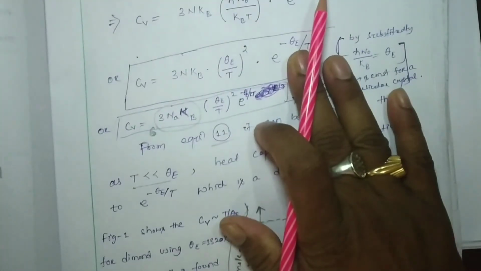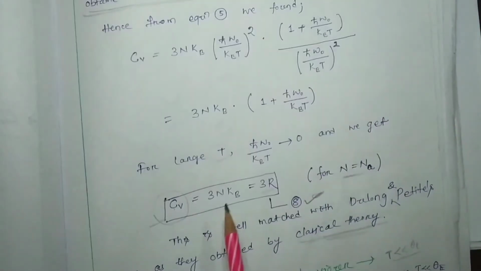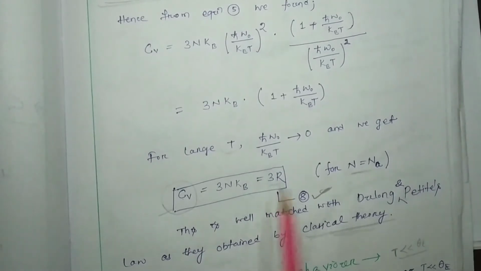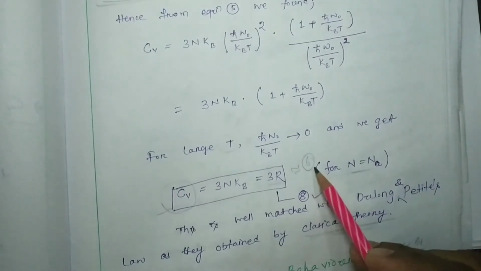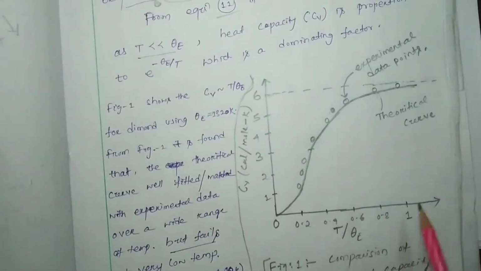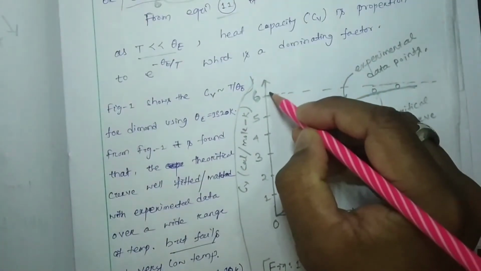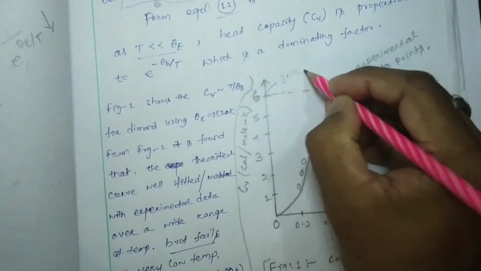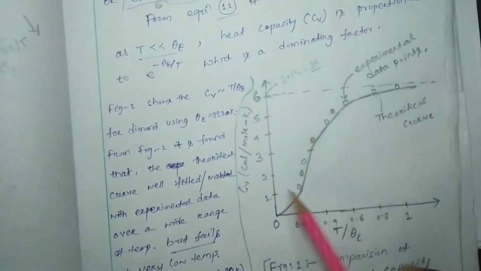Here you can see that at higher temperature this value exactly matches our classical model. That means at higher temperature this value is 3R, or approximately 6 if we consider molar specific heat. So for Cv and the corresponding temperature, at higher temperature this is 6, or in some books it is written in the form of 3nkb or 3R. So at higher temperature it will match.